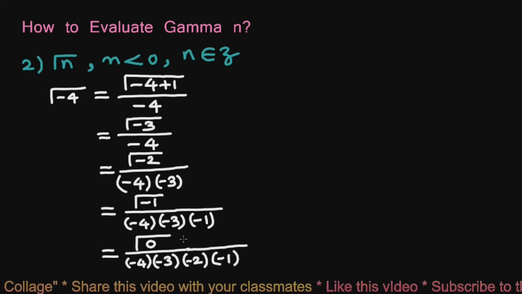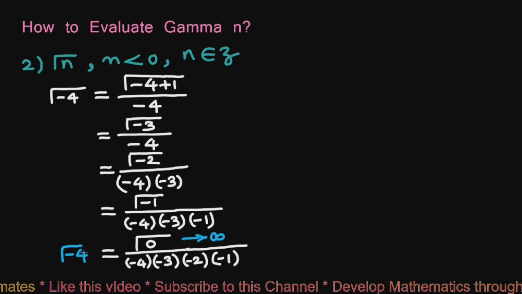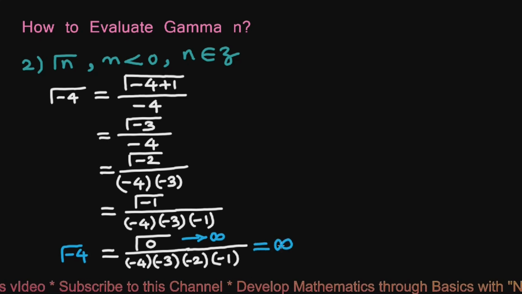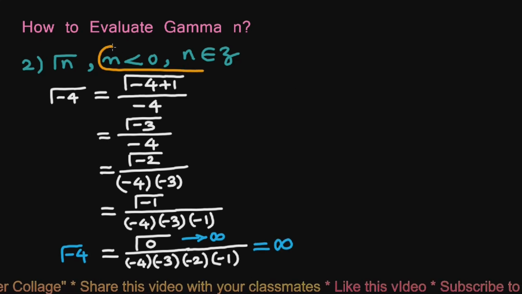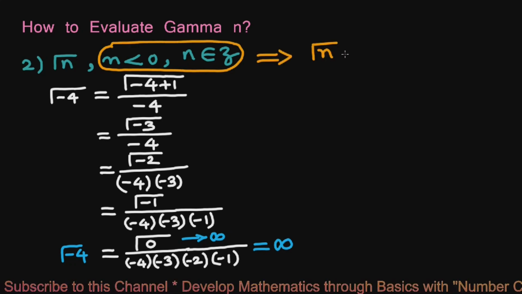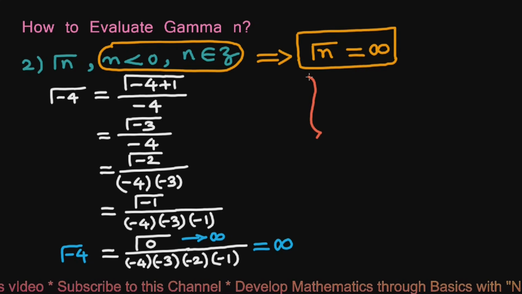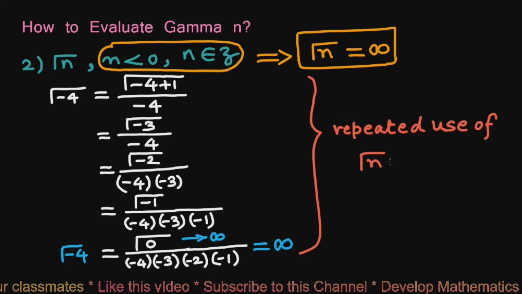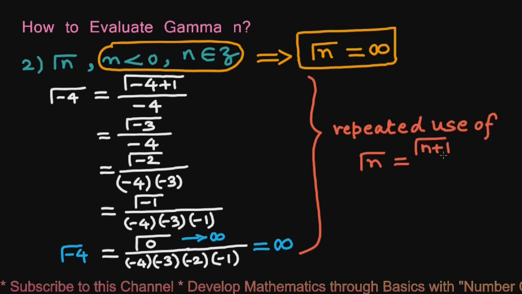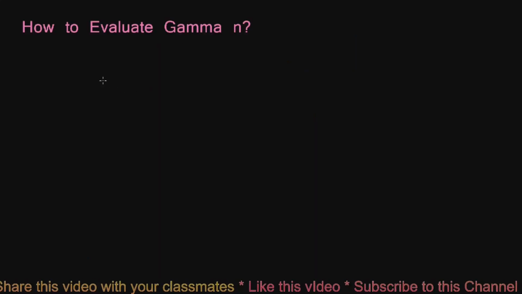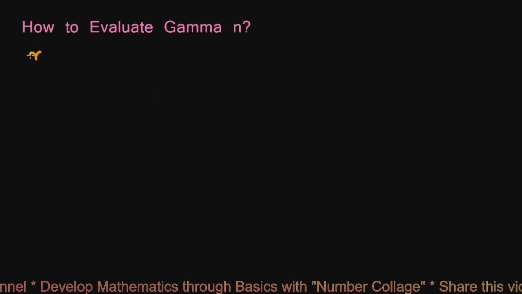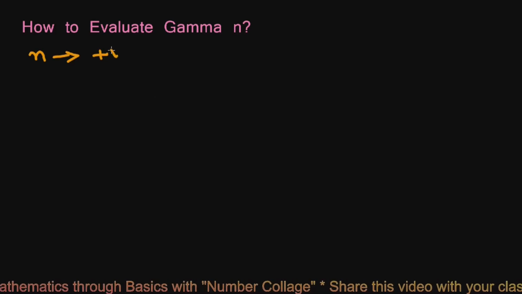But since gamma 0 is infinity, gamma minus 4 will be infinity. So this shows that when n is negative integer, gamma n is infinity. This can be easily shown by repeated use of gamma n equals gamma n plus 1 upon n. Next we will see how to evaluate gamma n when n is a positive fraction.